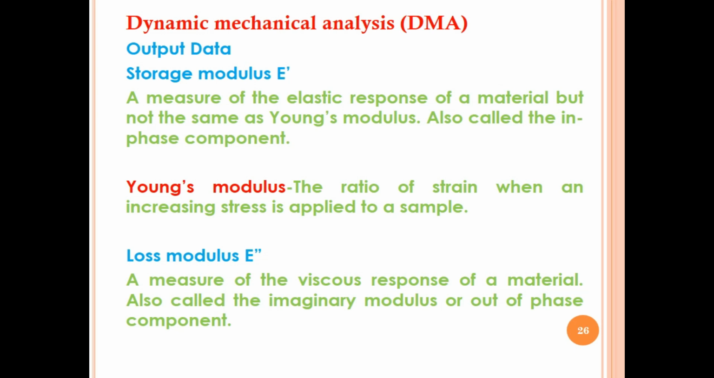Now, about the output data, we will discuss various terminology obtained in the output data of DMA. That is storage modulus E prime, a measure of the elastic response of a material, but not the same as Young's modulus, also called the in-phase component. Young's modulus is the ratio of stress to strain when an increased stress is applied to a sample. Loss modulus E double dash or E double prime, a measure of the viscous response of a material, also called the imaginary modulus or out of phase component.